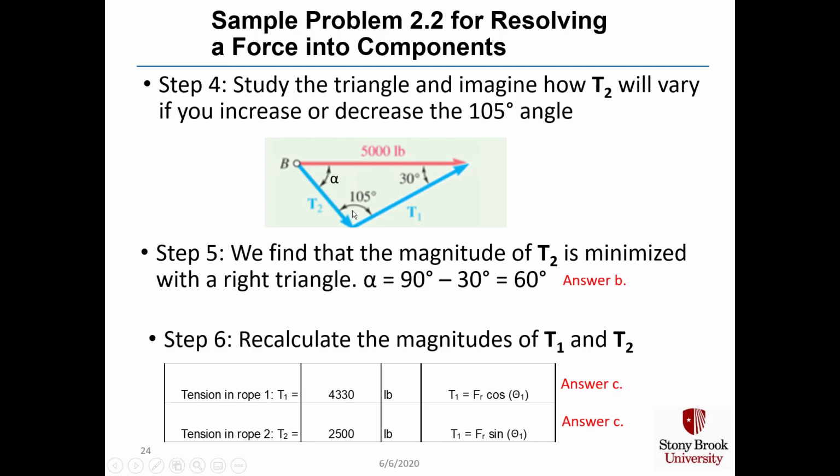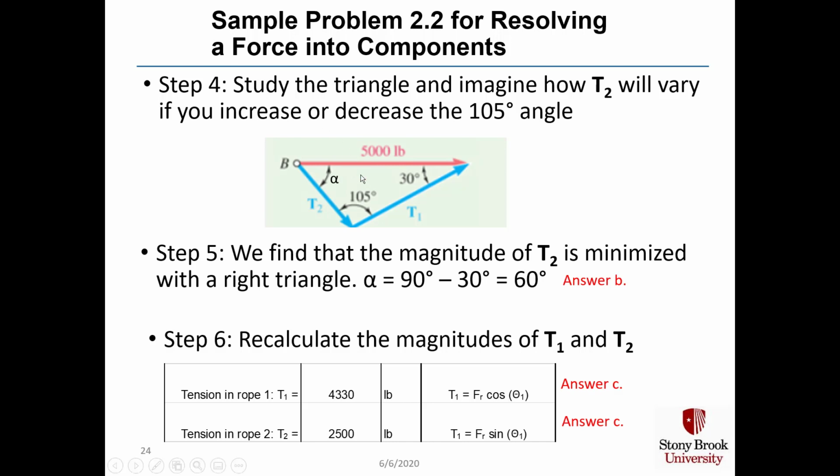In the other extreme, imagine 105 degrees gets to be a smaller angle. Well, if this gets to be a smaller angle, that means alpha gets to be a bigger angle. And what's going to happen is T2 is going to shrink as it rotates clockwise. T1 is going to get bigger, but that's okay. And once you hit 90 degrees, you're going to get a right triangle. And if you keep rotating clockwise, T2 is going to have to get bigger again. So T2 is minimized when you have a right triangle with alpha equal to 60 degrees.